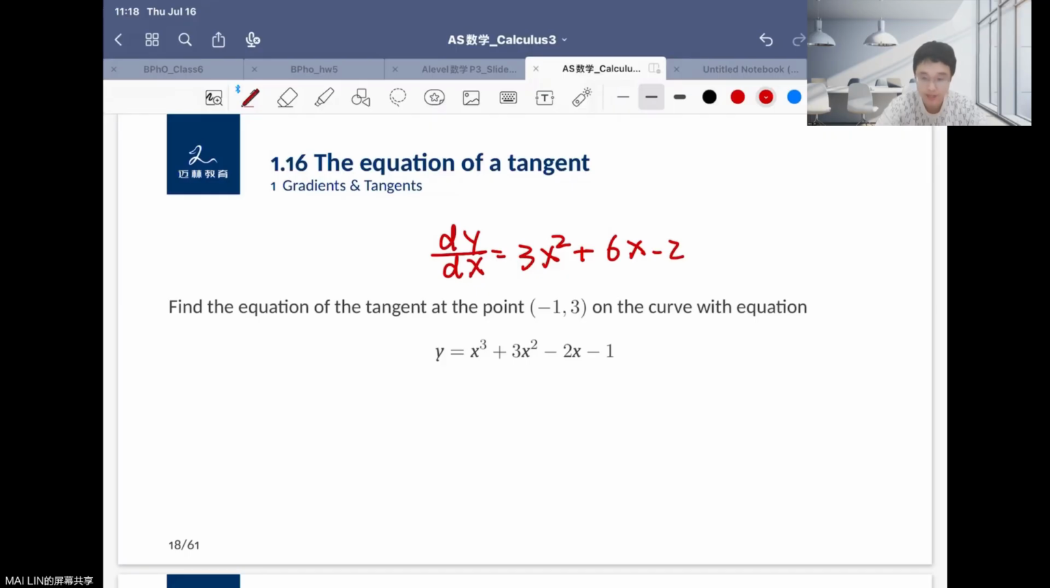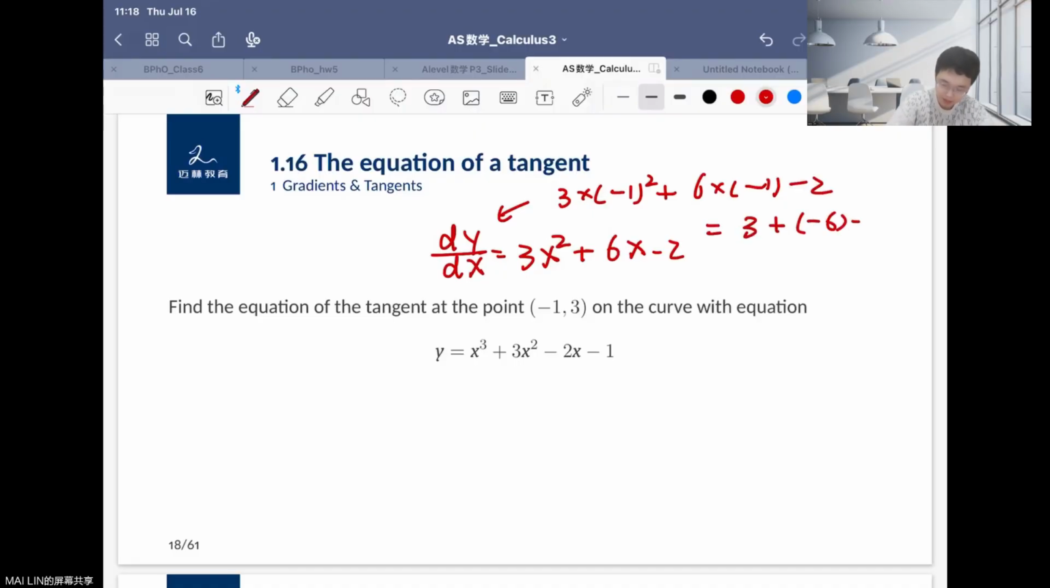And for the function, we can put x = -1 into it, so dy/dx is 3 times (-1) squared plus 6 times -1 minus 2. Finally this can be written as 3 minus 6 minus 2, which is -5. That is the gradient.